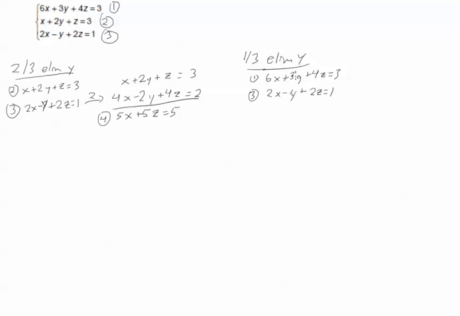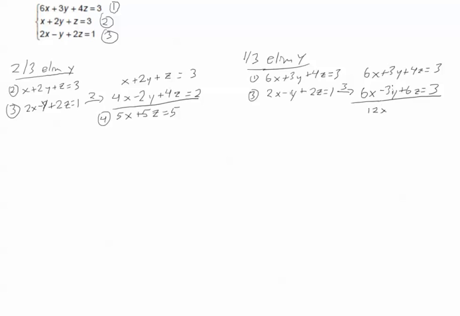Now, if I want to get rid of my y's, I need to multiply this by 3, and I'll have the same coefficient, opposite signs. Don't need to mess with the negative, it's already there. So this time I'll multiply it by 3. I get 6x minus 3y plus 6z equals 3. And on top here, I don't need to change anything. I can go 6x plus 3y plus 4z equals 3. When I combine these two, 6x and 6x make 12x.